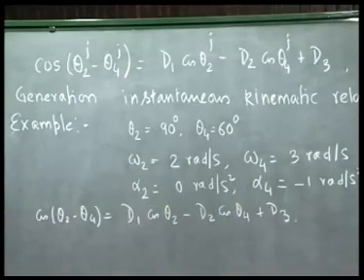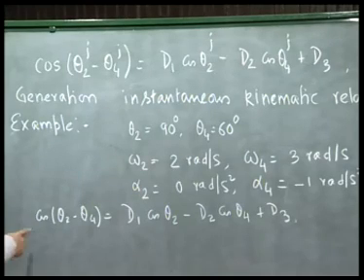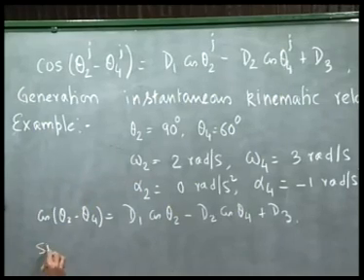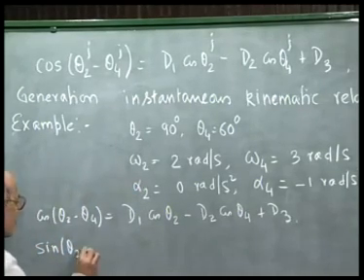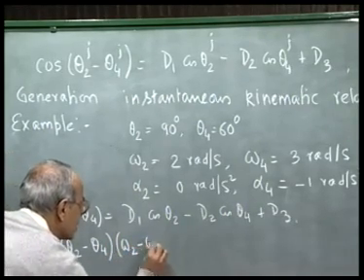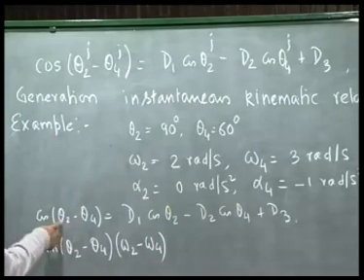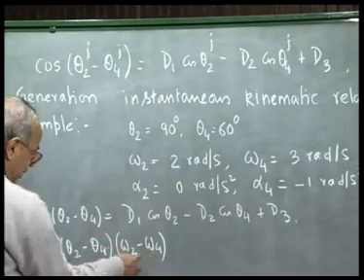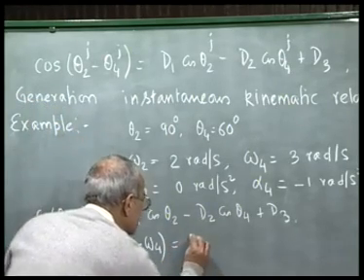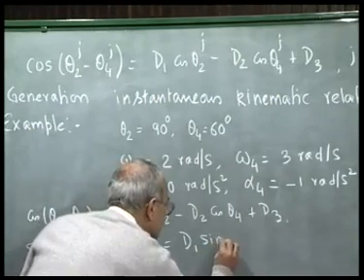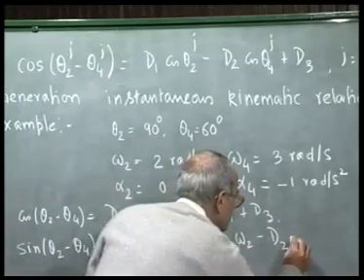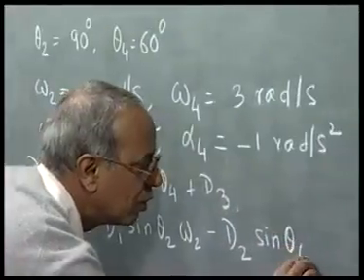Since this equation is valid for all instants, we can differentiate this equation with respect to time, and that gives me sine of theta 2 minus theta 4 into omega 2 minus omega 4, where omega 2 is d theta 2 by dt, angular velocity of the input link, and omega 4 is the angular velocity of the output link, and that is equal to d1 sine theta 2 omega 2 minus d2 sine theta 4 omega 4.